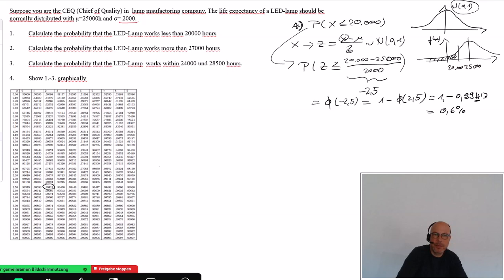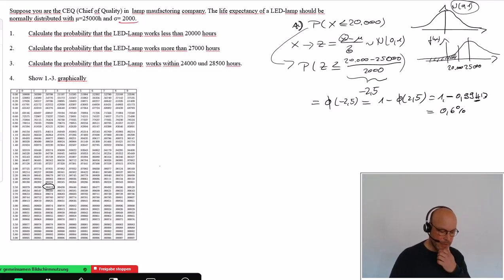Have you talked within your introductory course in statistics about the normal distribution and about this table of the normal distribution? No. This is a pity.